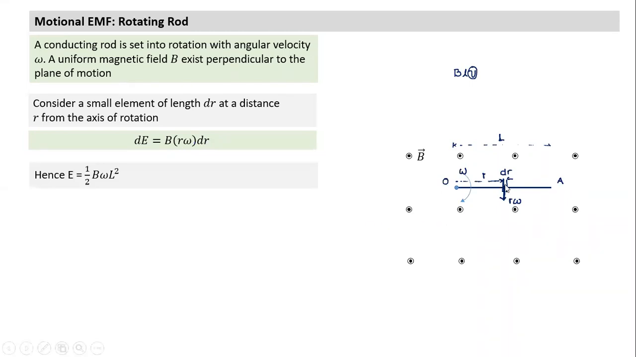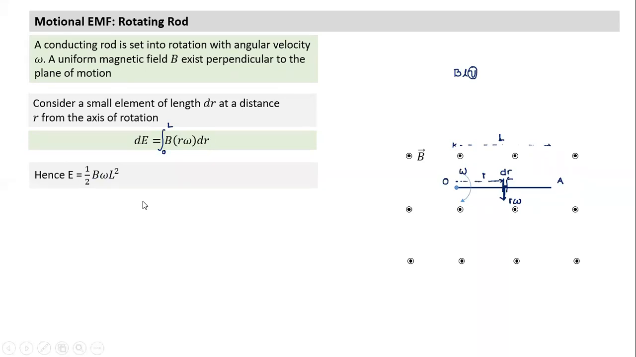So what is the total EMF developed where we integrate? In total, the EMF will be from 0 to L. So B omega is constant. So B omega L square by 2. Thus the EMF developed across a rod of length L, which is rotating with angular velocity omega.